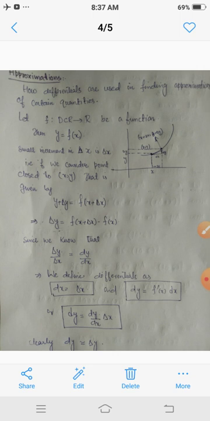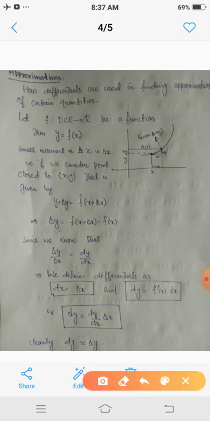Today we are going to discuss another application of derivatives, that is to find approximations: how differentials are used in finding the approximation of certain quantities. An approximate value is one that is not equal to the exact value, but lies very close to it. It may be slightly less than the actual value, or slightly greater than the exact value. So here we simply have to find those approximate values.